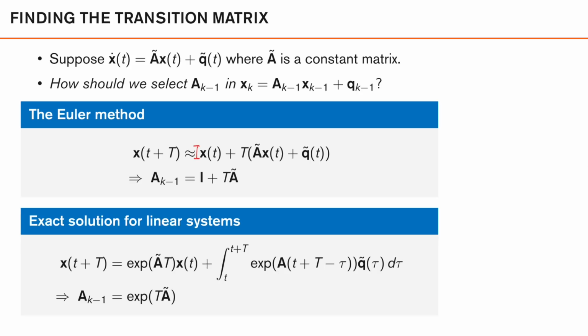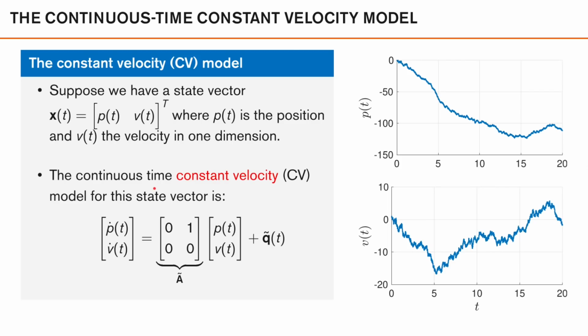Now, given these solutions for a general linear system, let's make use of this in order to compute the transition matrix in two examples. We start by looking at the so-called constant velocity model, CV model. Here we assume that we have a position state denoted p(t) and a velocity state denoted v(t). Ignoring the noise component, it is assumed that the time derivative of the position state is the velocity and that the time derivative of the velocity is 0. That is, we assume that the velocity is constant and hence its name.